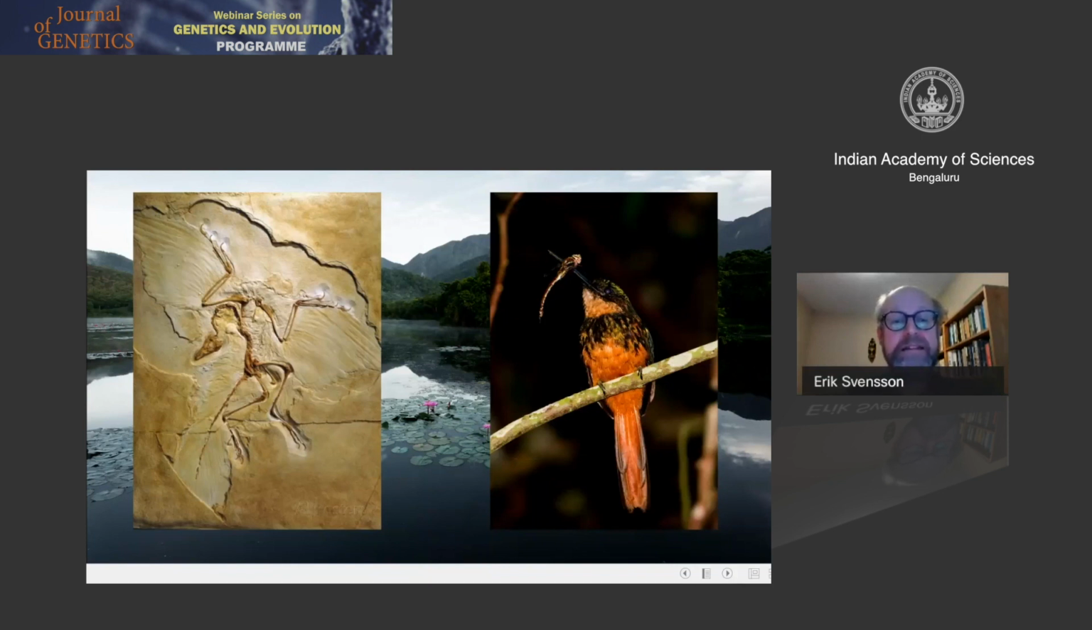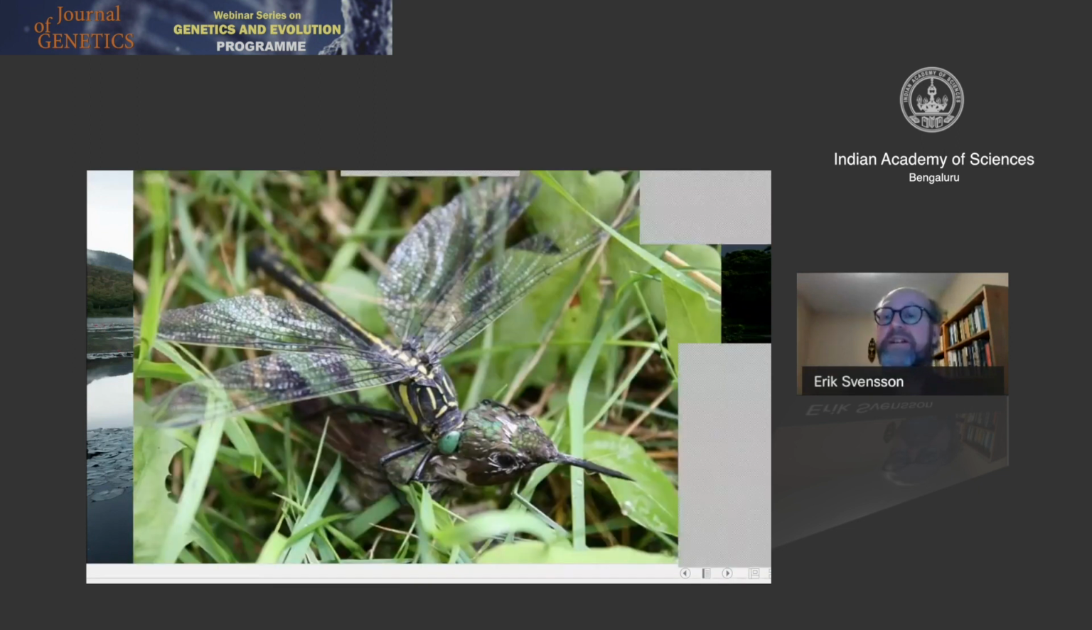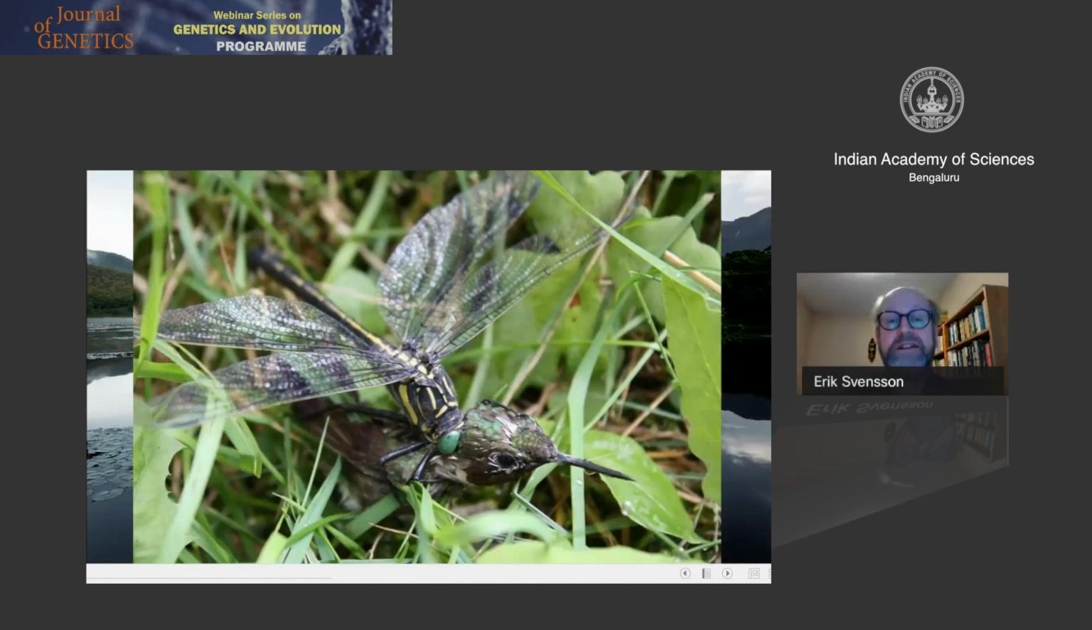But the roles might sometimes become reversed. Here is a fantastic photo from Twitter. I've forgotten the photographer. I found this on Twitter. But it shows a dragonfly of the family Gomphidae in North America. I think it's a dragon hunter who has attacked a hummingbird, a very small bird, and is consuming it. So there can be antagonistic relationships between odonates and birds, and they might sometimes be reversed, as this picture shows.